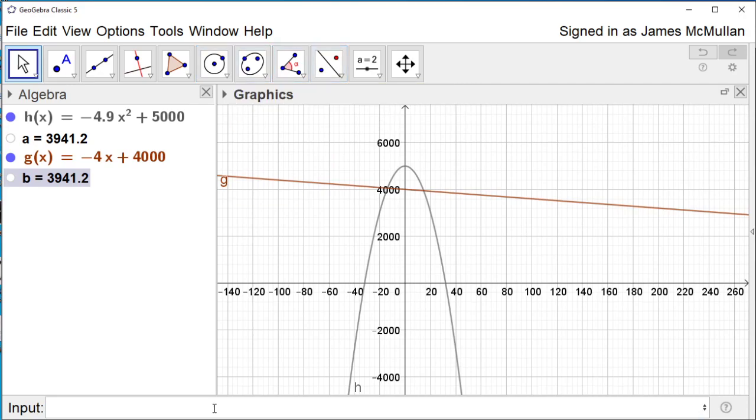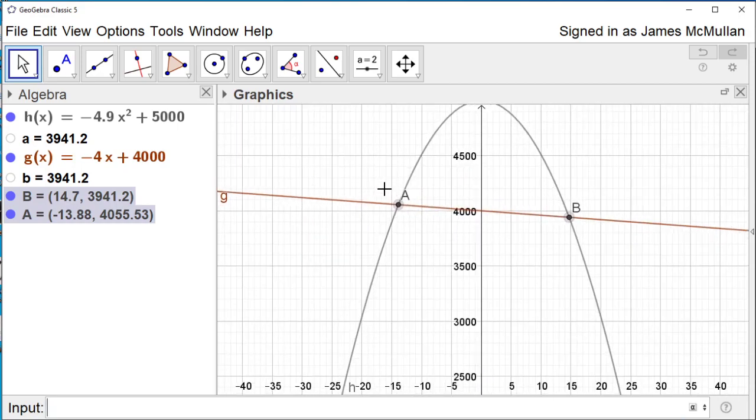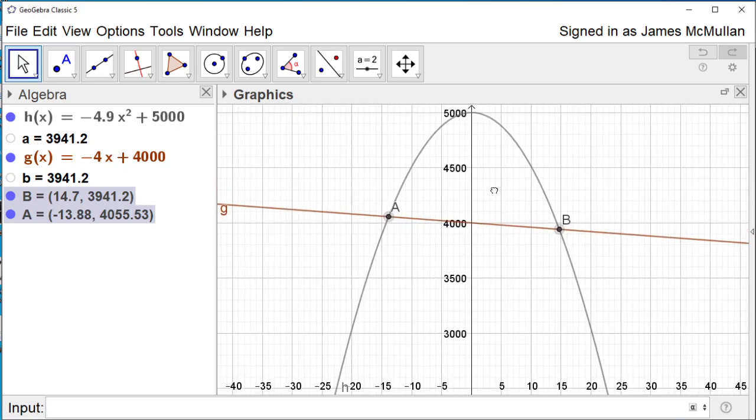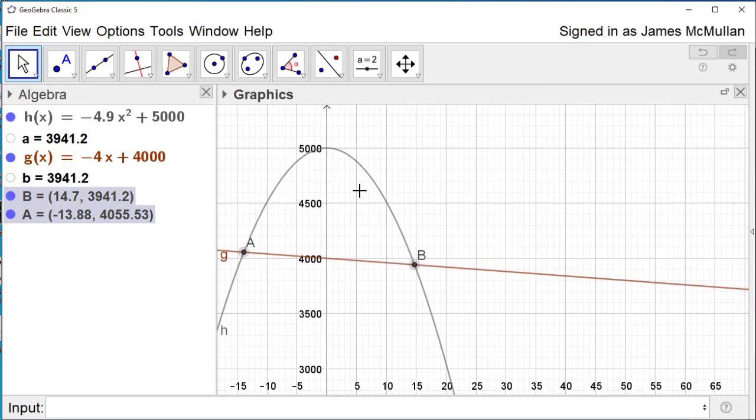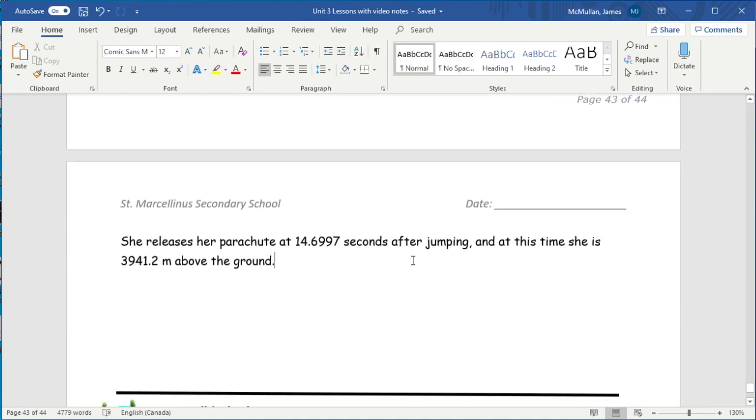Where do they cross, right? So we're going to type intersect H and G, and they intersect at 14.7 seconds, which is exactly what we said, and at a height of 3941.2. Now importantly, they also intersect over here at negative 13.88, which we also said. Of course, in our case, the model that we're using is only the positive side, so we rejected this other point of intersection. Okay, so we only kept the one.